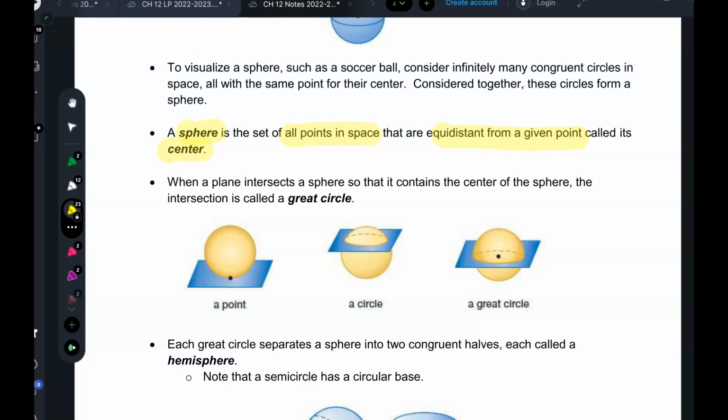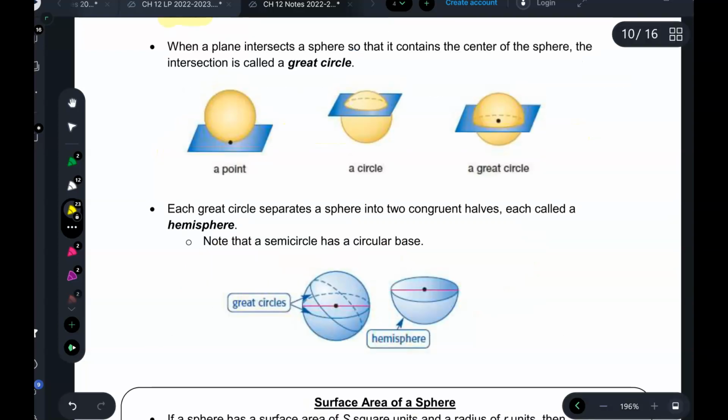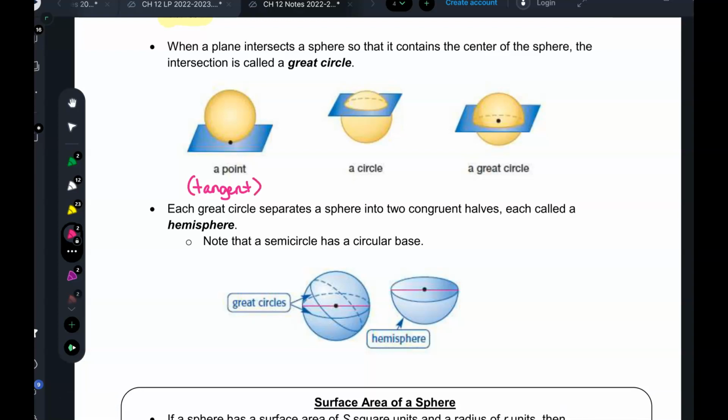Picture you have a sphere and it's sitting on the desk. We would have one point that technically would be a tangent point. Remember, we had a tangent line before with a circle. You can have the same thing with the plane and the sphere. What if the plane slices through the sphere? What's the intersection?